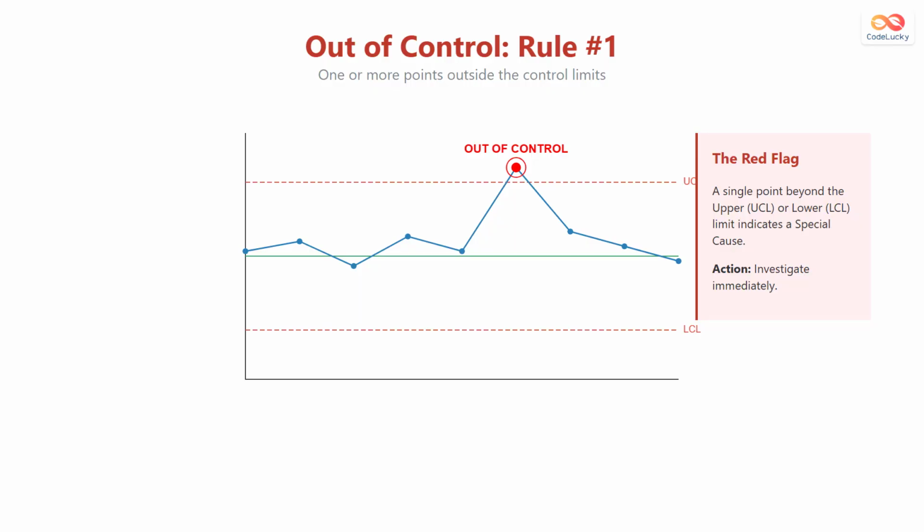Now, let's look at when things go wrong. Rule number 1 for detecting an out-of-control process is a single point falling outside the upper or lower control limits. This is a major red flag indicating a special cause that needs immediate investigation.